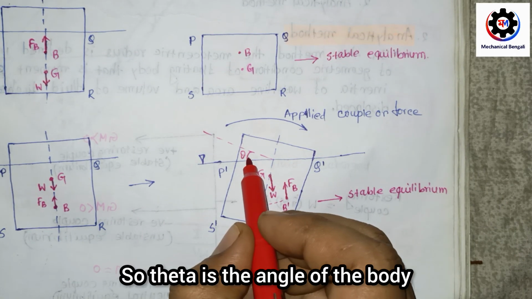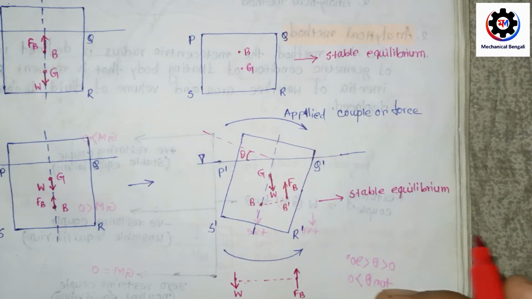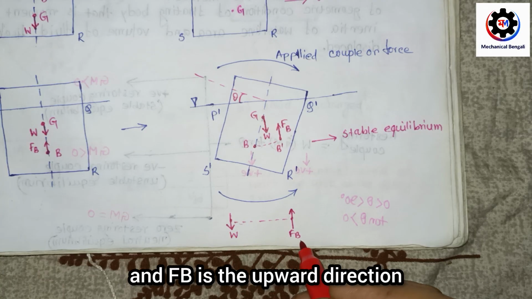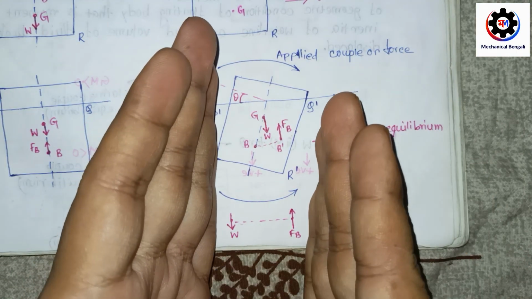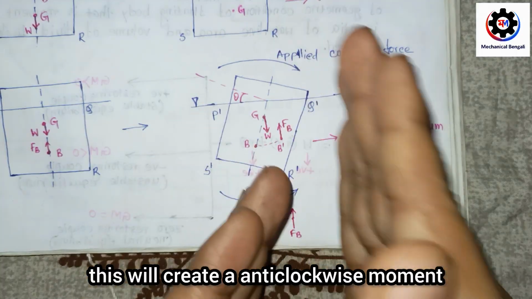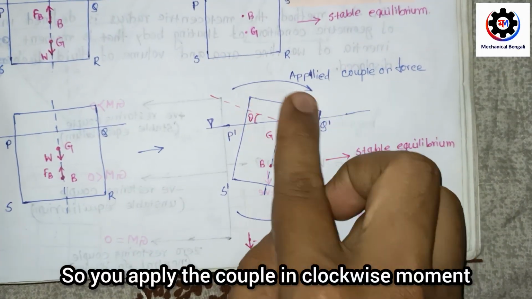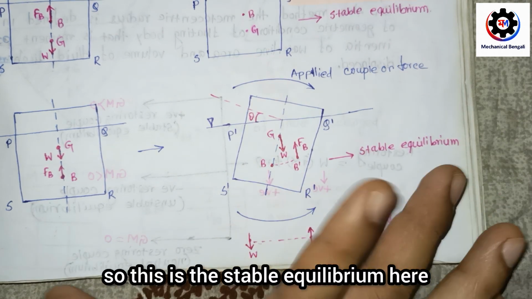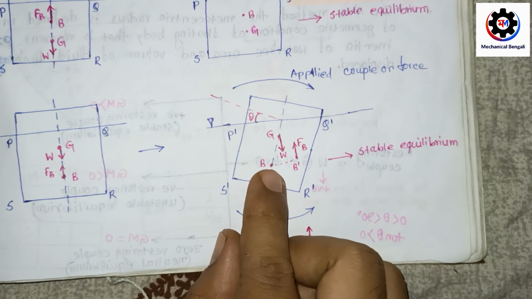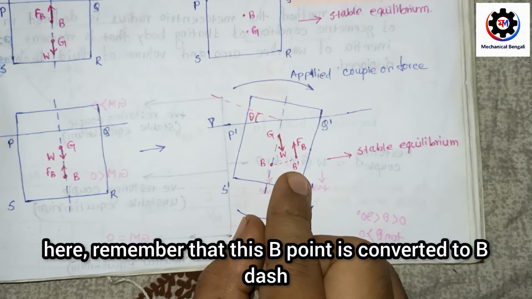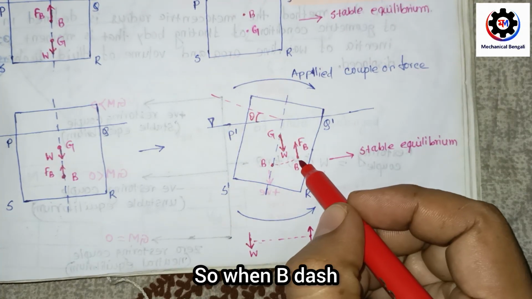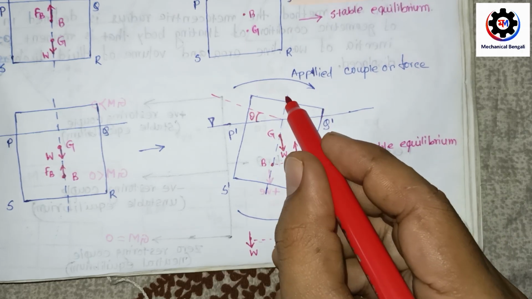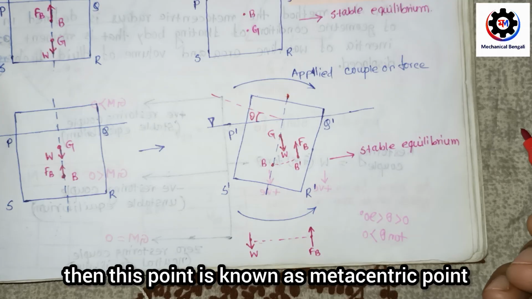Theta is the angle of the body. W is in the downward direction and FB is in the upward direction. This will create an anti-clockwise moment, while you applied the couple in the clockwise direction. So this is the stable equilibrium here. Remember that this point B is converted to B dash. When the line of action of the buoyancy force from B dash meets the centroidal axis, that point is known as the metacentric point.